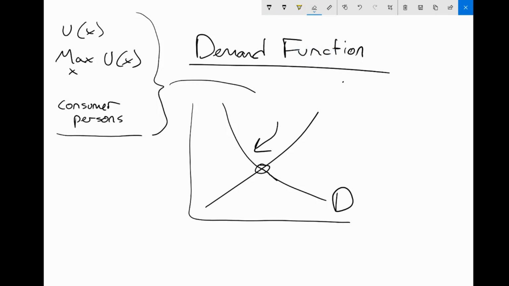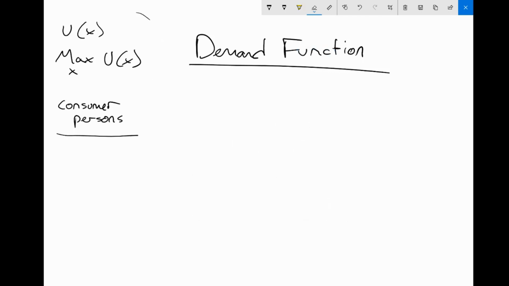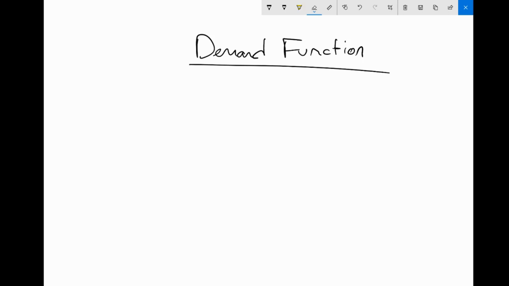So with all of that said, the next place that we need to go is to talk about demand. The demand for a good is the consequence of consumers' preferences. So demand functions come from consumer preferences and consumer decision making.